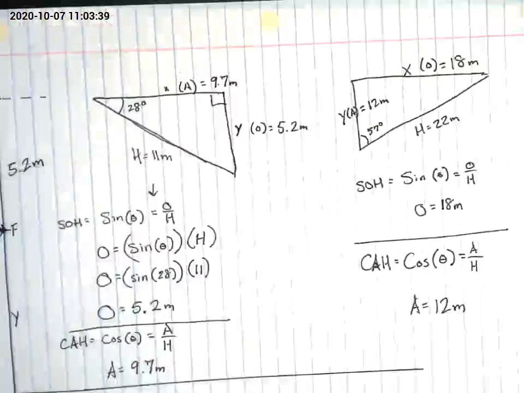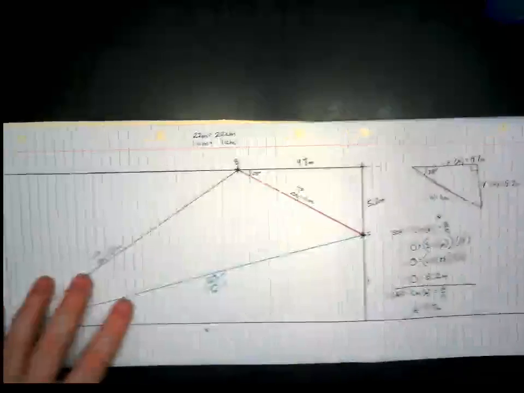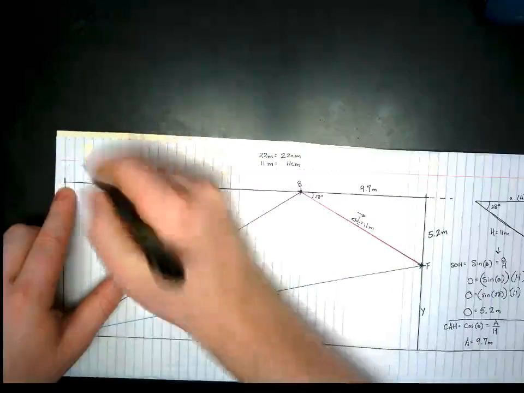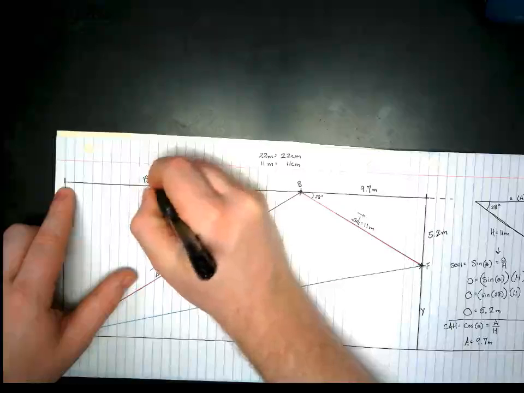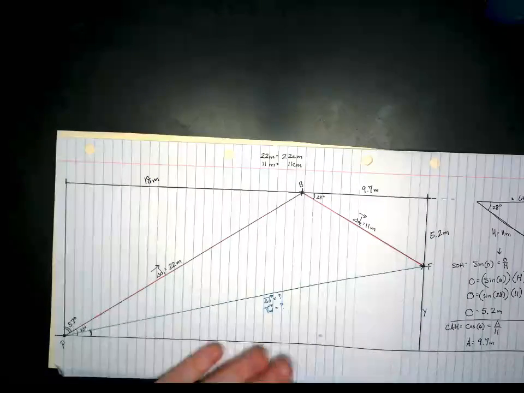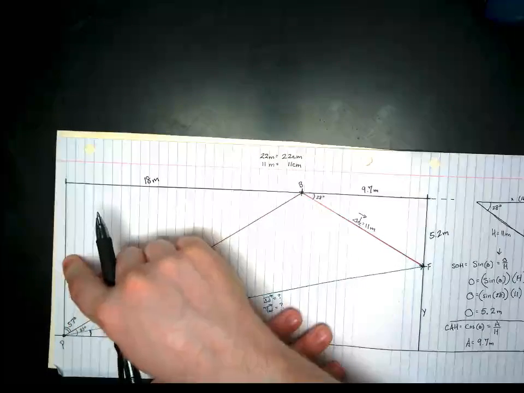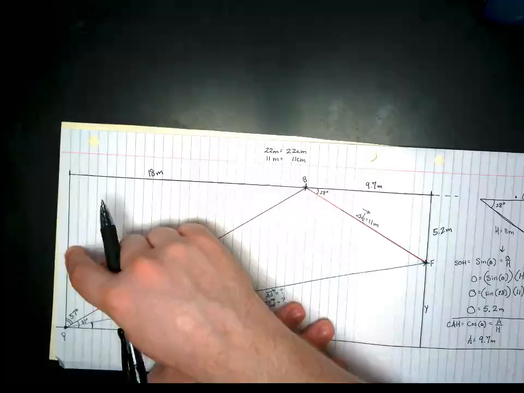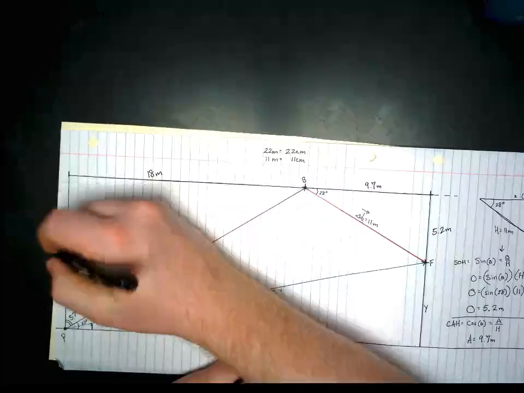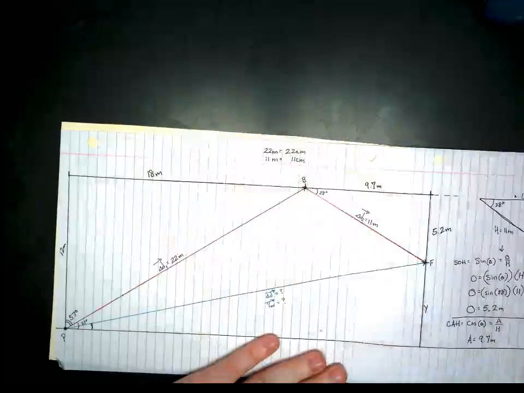So let's now transfer that to our big picture. So that means from here to here, that is 18 meters. And then this guy over here, that means my distance over here is going to be, what did I find? I found 12 meters. Okay, and again, let's say we're skeptical of that. Well, let's just double check.